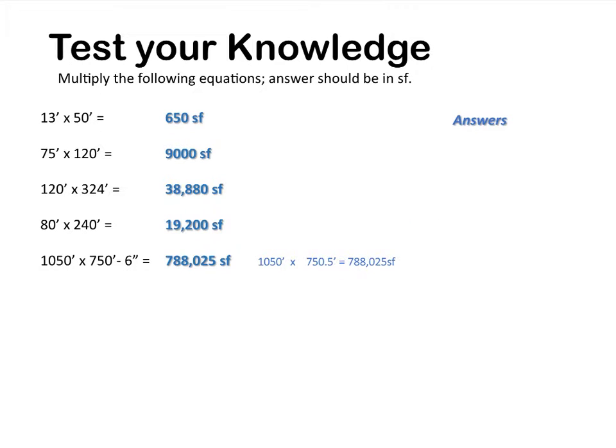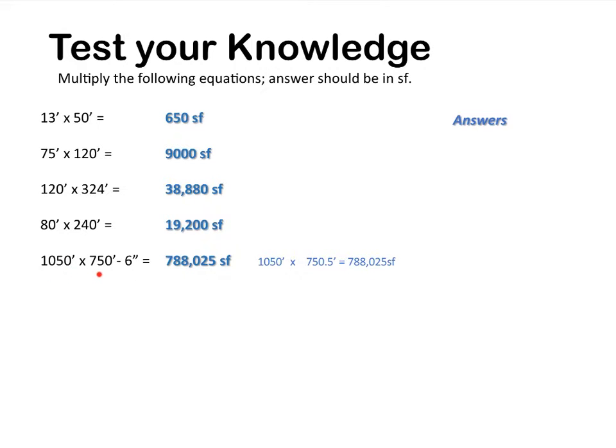Okay, let's review the answers. 13 times 50 equals 650 square feet. And please note that now we're working in feet, the answer should be in square feet. 75 times 120 equals 9,000 square feet. 120 times 324 equals 38,880 square feet. 80 feet by 240 feet equals 19,200 square feet.